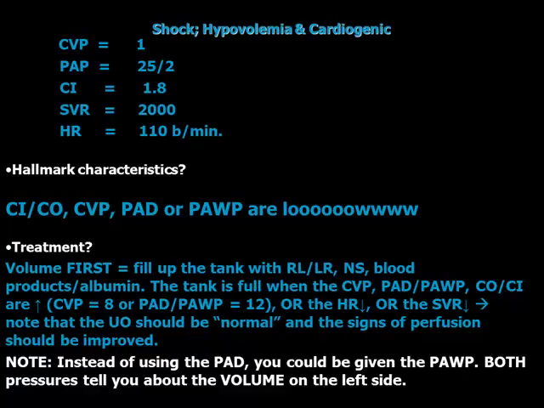Fill up the tank, fill up the CVP to 8, and fill up the PAD, PAWP to 12. You would also expect when the volume has increased that the heart rate would go down, the systemic vascular resistance would return to normal, and then of course the urine output should improve.